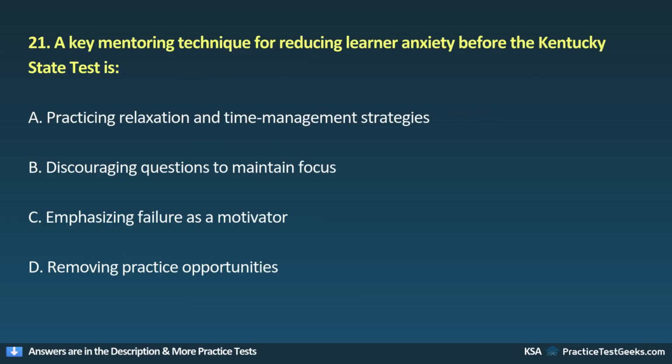21. A key mentoring technique for reducing learner anxiety before the Kentucky State test is: A. Practicing relaxation and time management strategies. B. Discouraging questions to maintain focus. C. Emphasizing failure as a motivator. D. Removing practice opportunities.